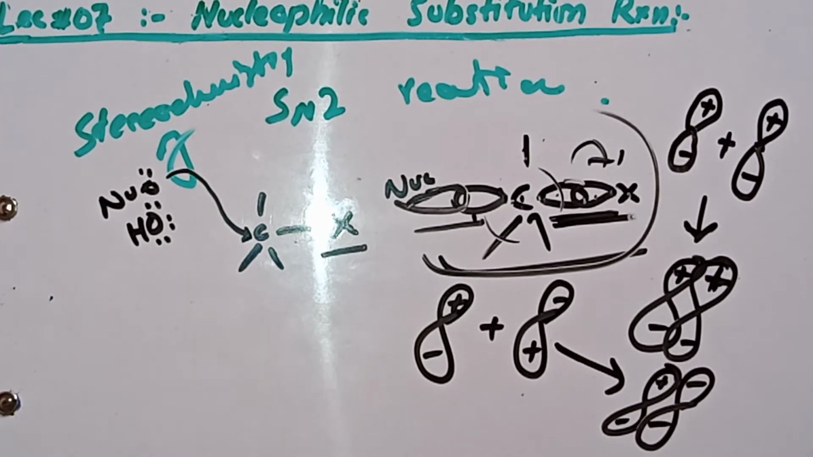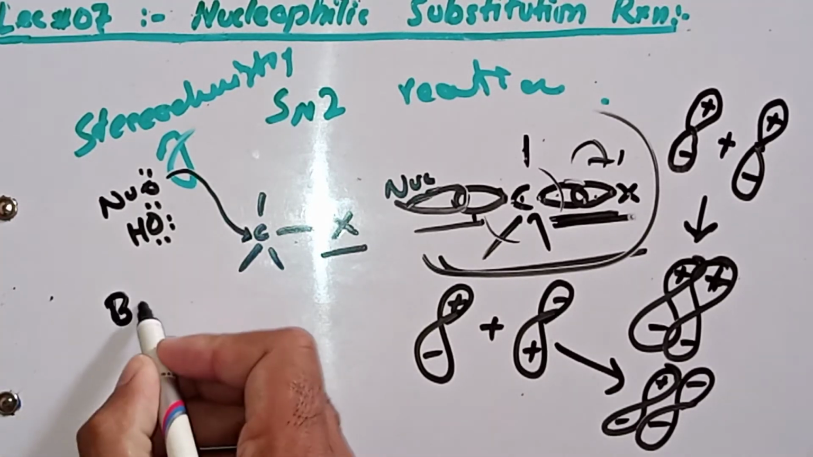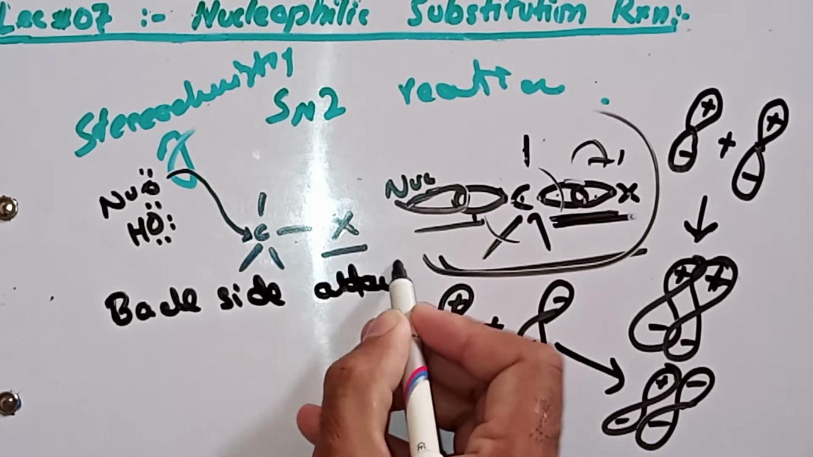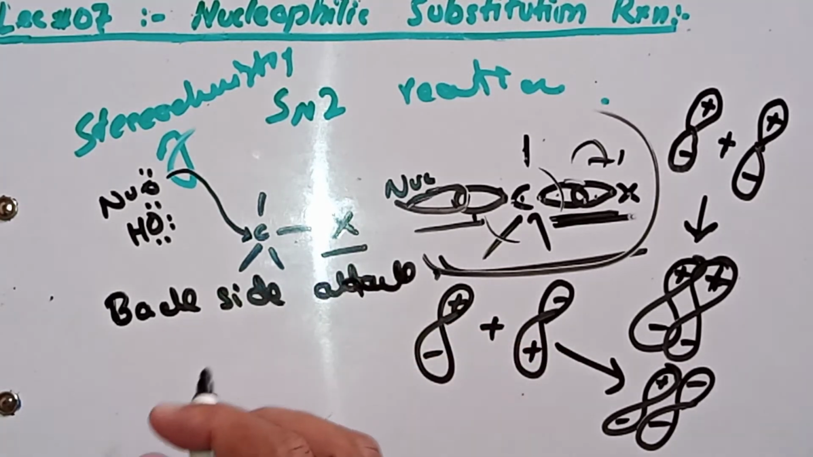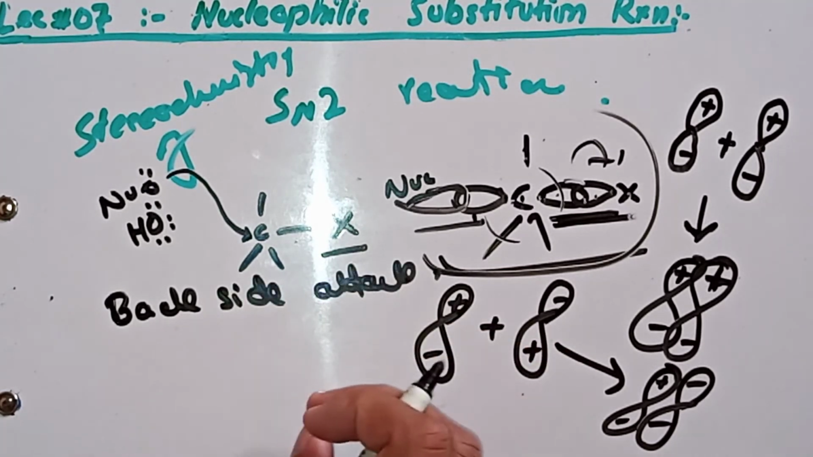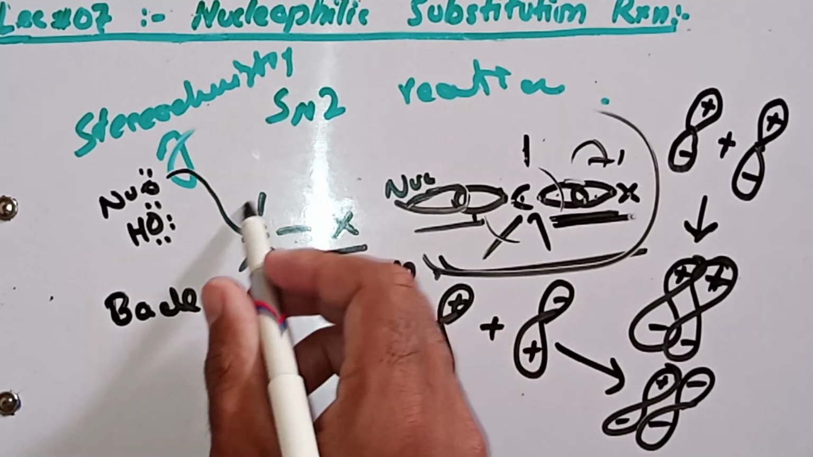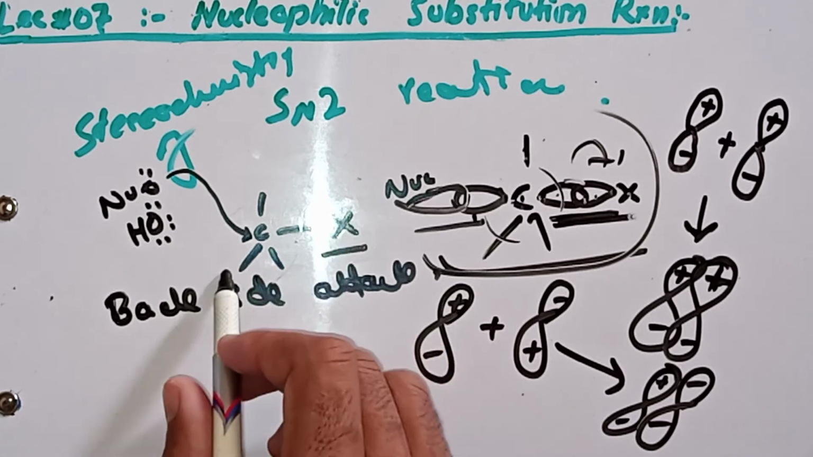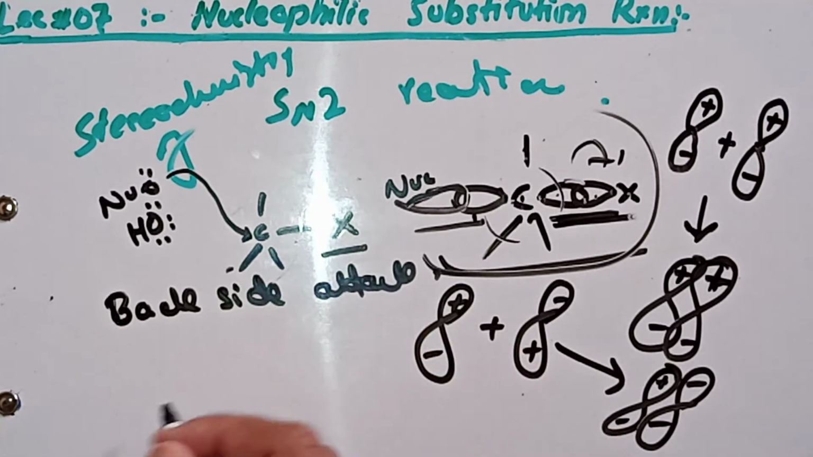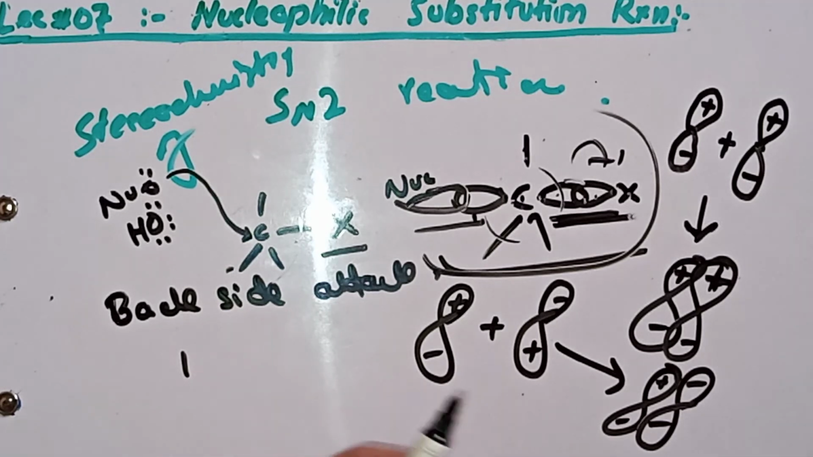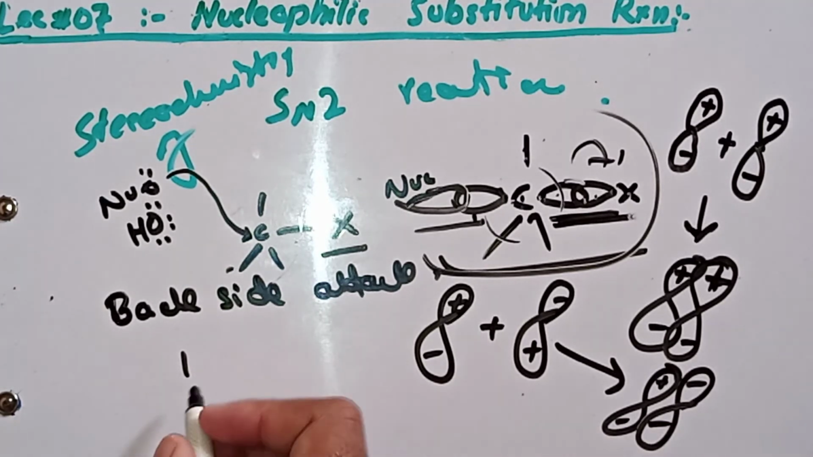But what is meant by backside attack? Backside attack literally turns the tetrahedron of the carbon atom inside out, like an umbrella that is caught by the wind.